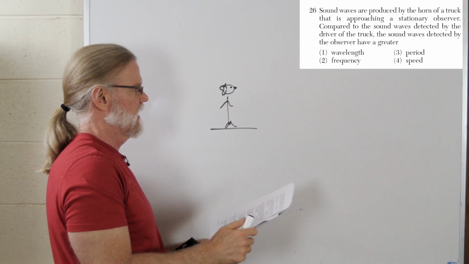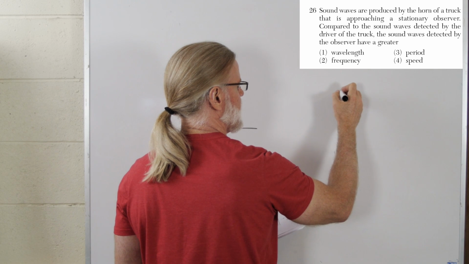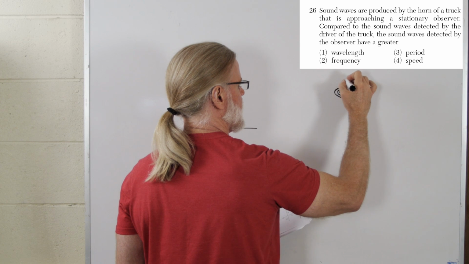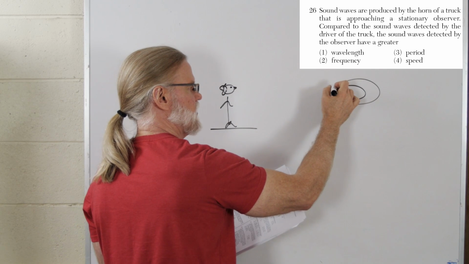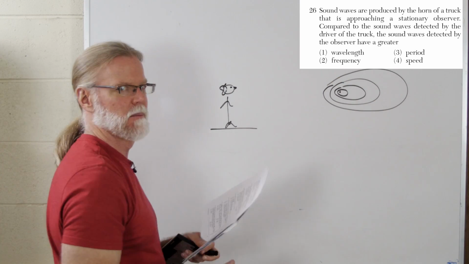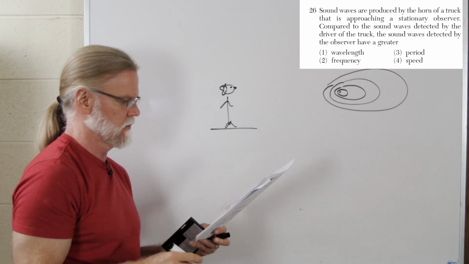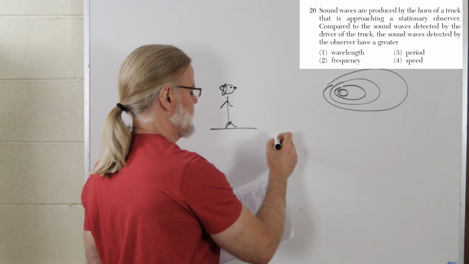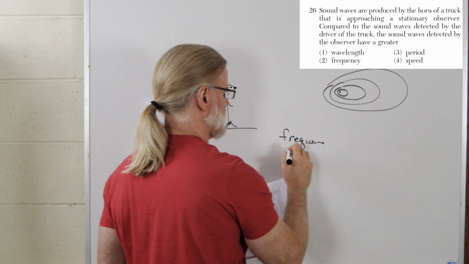And that is because, I'm going to try it one more time without drawing the truck, the waves are bunching up on this side, giving us a higher frequency, shorter wavelength, and they are wider behind. So the person over here would hear a lower pitch. Here they hear a higher pitch, a greater frequency. And this is called the Doppler effect.